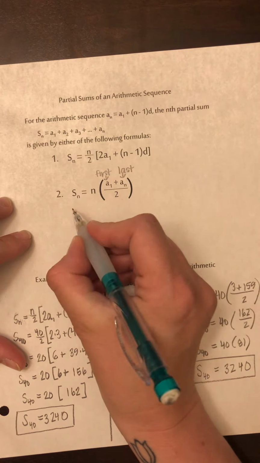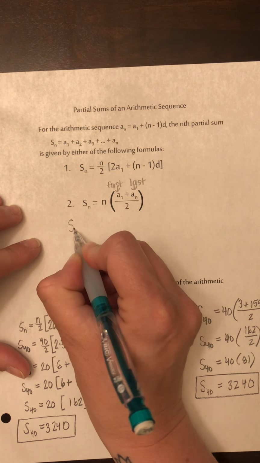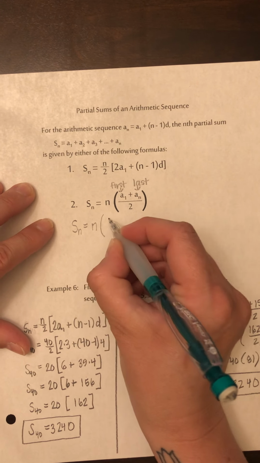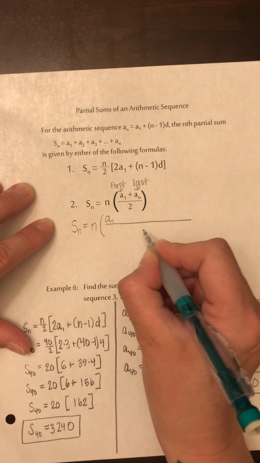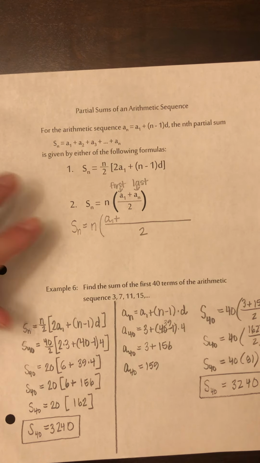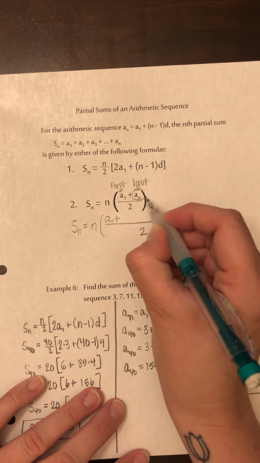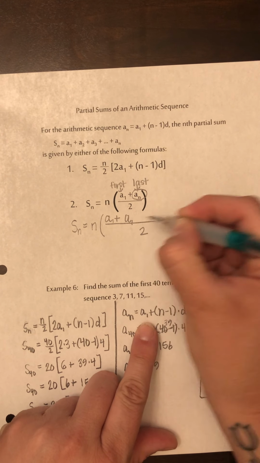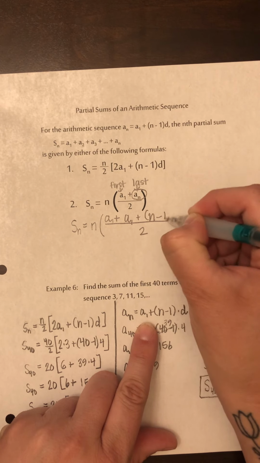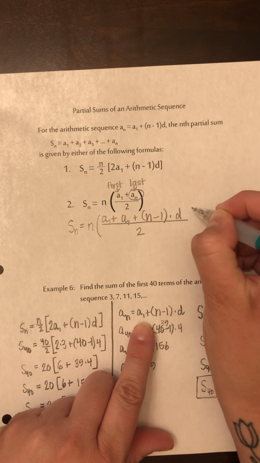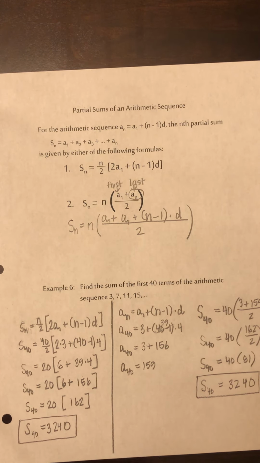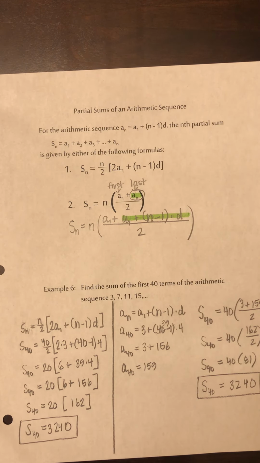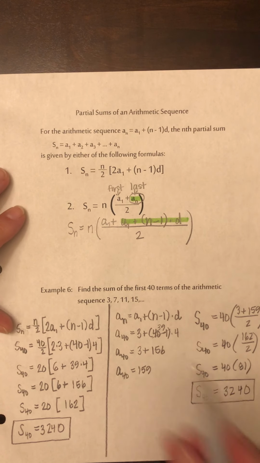Another thing you can do, I know I'm taking you off here a lot. Let's say you remember this formula and you don't remember that one. At this point right here, a sub n, you can plug in the formula for a sub n, which is a sub 1 plus n minus 1 times d. You all with me? All I did was I took a sub n and I plugged it in with the formula for a sub n.